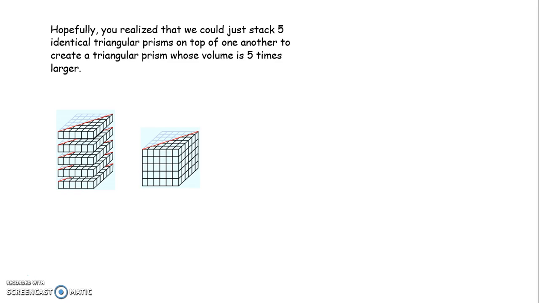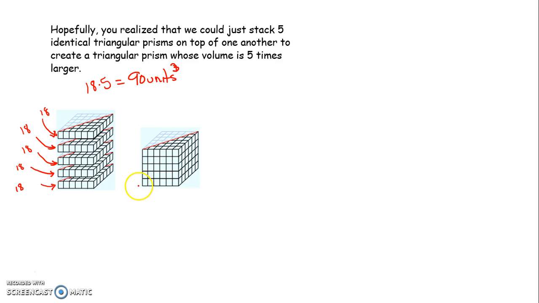Okay? So if we stacked 5 identical triangular prisms, one on top of the other, what would be the entire volume? Well, we figured out the bottom layer took 18 cubes to fill. The volume here would be 18. The volume here would be 18. So really, if you just take 18 times 5, that gives me the volume of the overall triangular prism. And 18 times 5 is 90. So it would take 90 cubes to fill up this triangular prism.